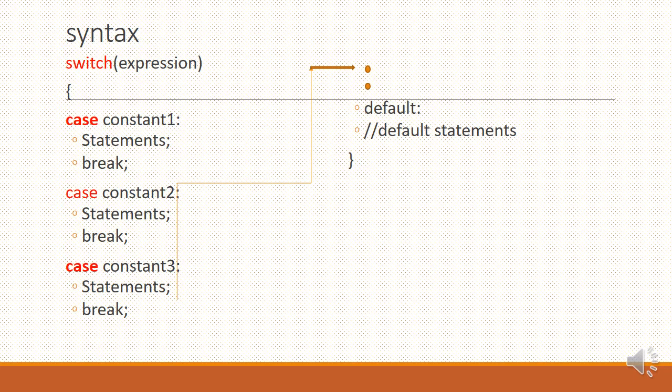So we have now learned the rules. The expression should be an integer, and the default statement is optional. Optional means it depends on the application, the purpose for which we are writing the program. If it is needed, you write it; otherwise, you can leave it. Now let us move to a simple example, and all your doubts about the switch statement will be cleared in that program.